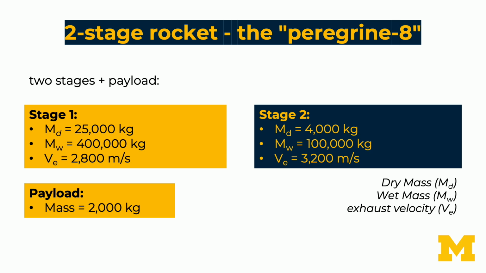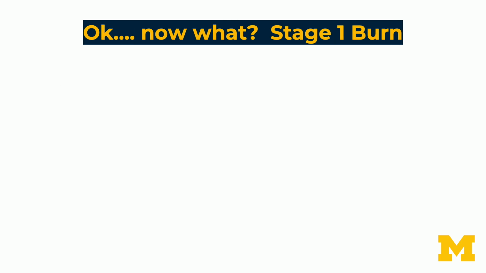That's pretty low for what the Peregrine 8 can carry to orbit, but we're just going to use that for simplicity. So now we have to go through a bunch of math using the rocket equation, and we're going to zip through this math a little bit. No one's expecting you to know how to do this math, but we're going to go through it just so we understand what's going on.